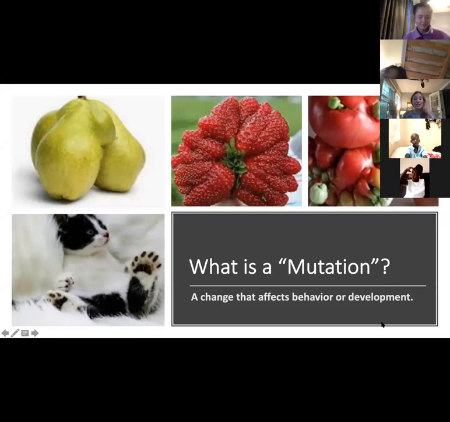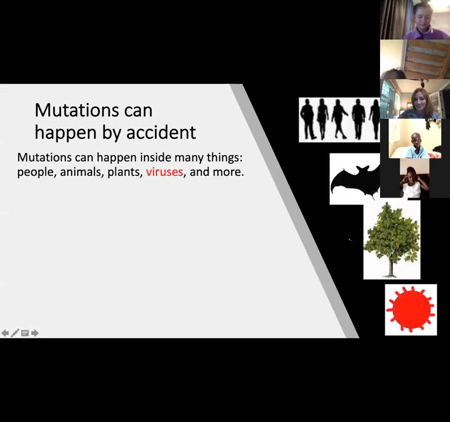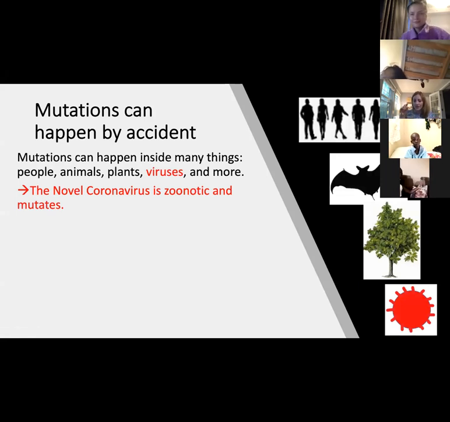A change can be good, it can be bad, it can strengthen something, it can weaken something, and it happens in everything. It happens in plants, it happens in animals, it happens in people. It happens in viruses too. And mutations can happen by accident. And the coronavirus, the novel coronavirus, SARS-CoV-2, that is going around the world, it can mutate, it can change. And it is zoonotic. Who can tell me, what is a zoonotic disease?